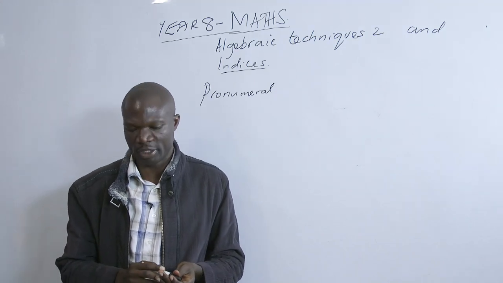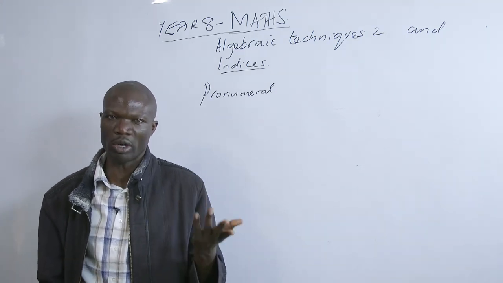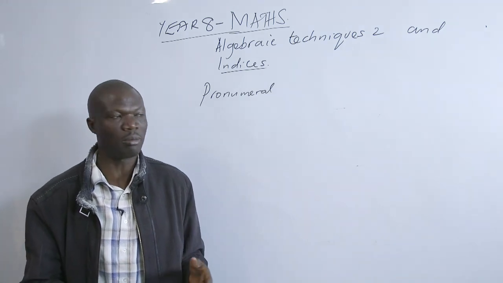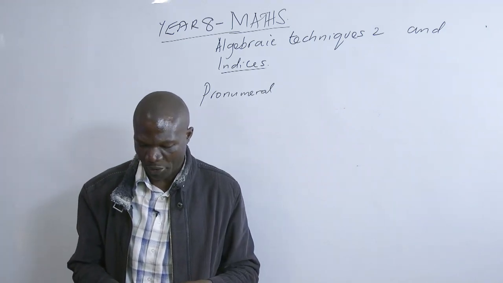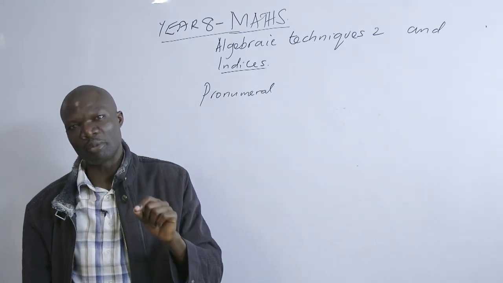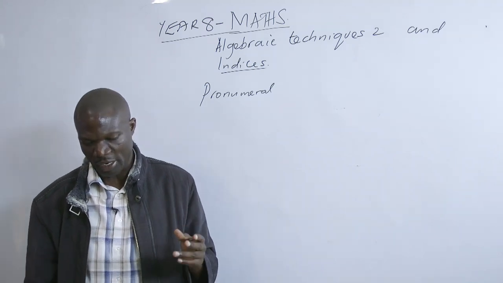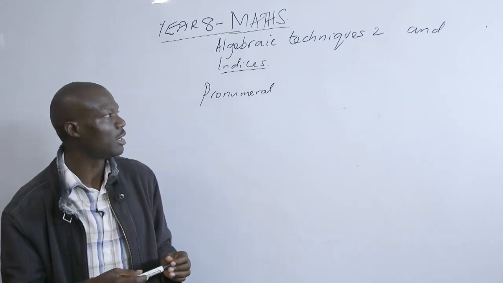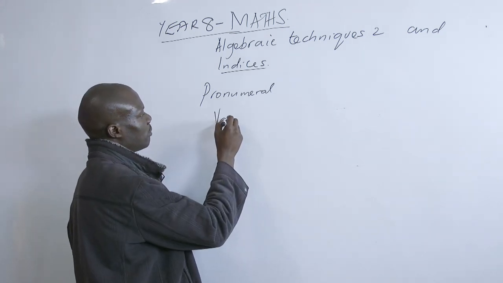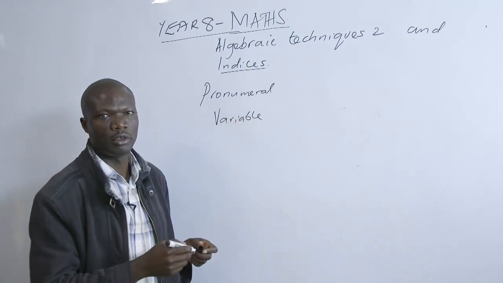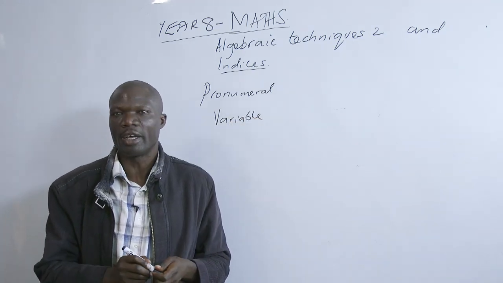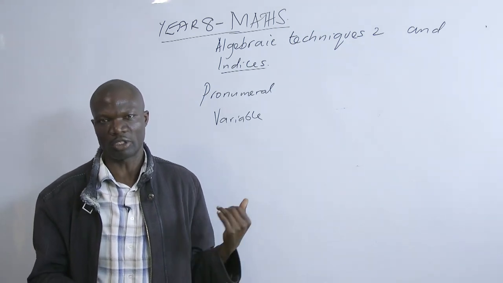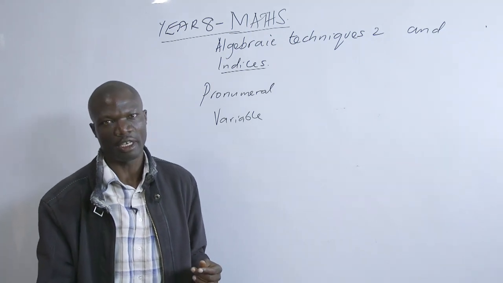A pronumeral is simply a letter that represents one or more numbers. When a letter represents one or more numbers, we call it a pronumeral. But if a pronumeral has different values, then it is now called a variable. So when we talk of a variable, it is simply a pronumeral that has got different values. That's why we refer to it as a variable.